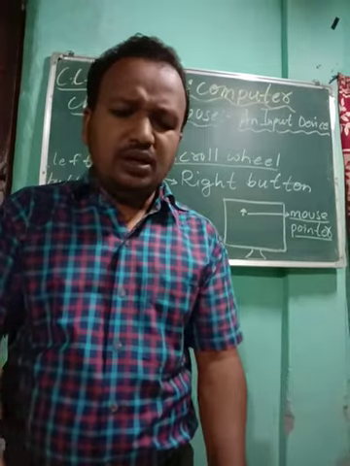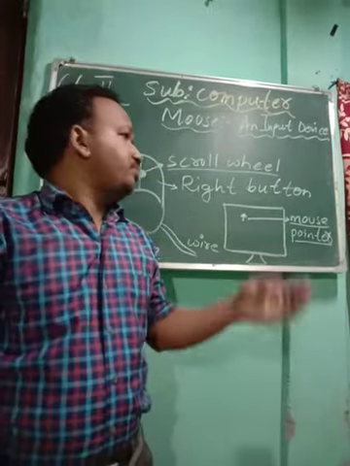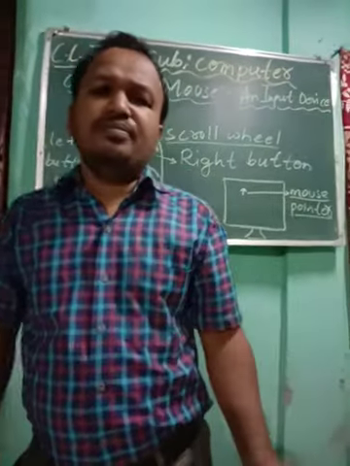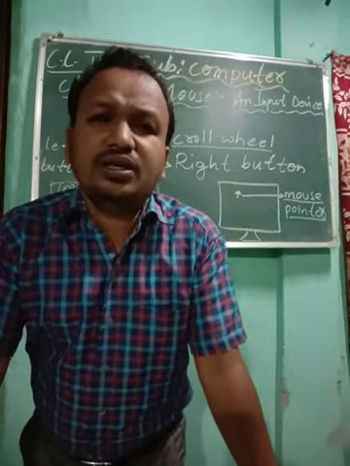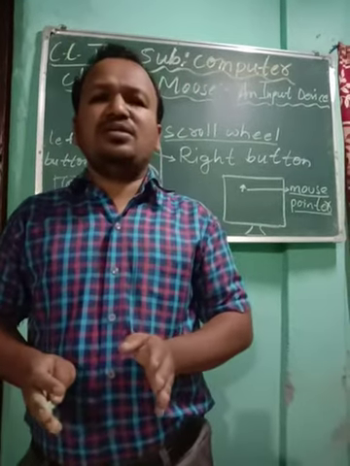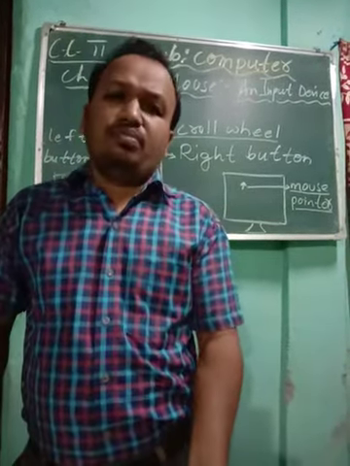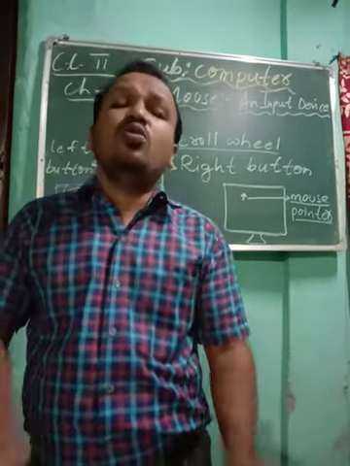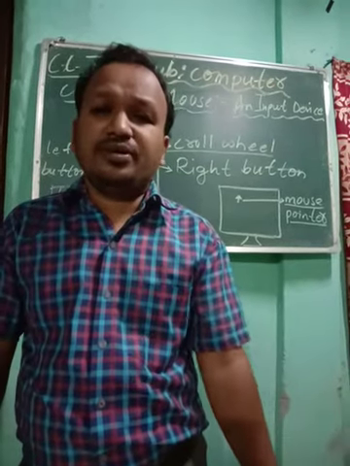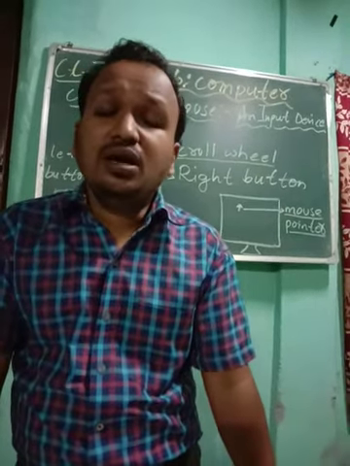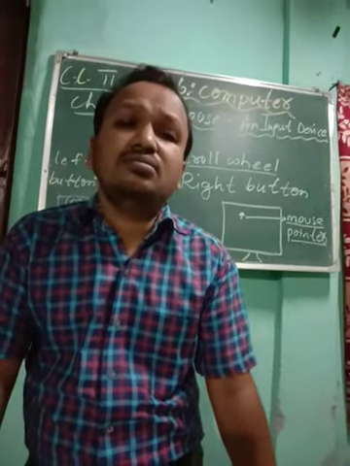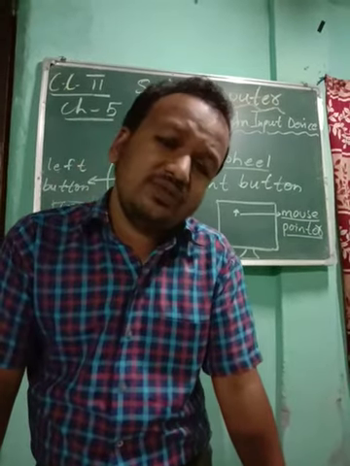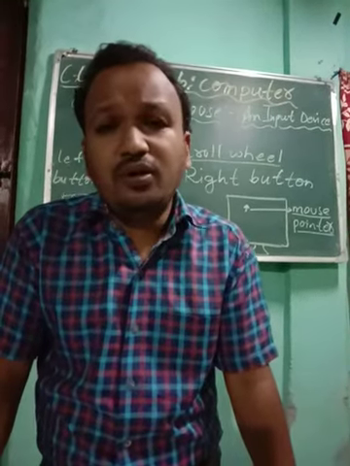Okay children, so you see this was about your mouse. We talked about the mouse and the right and left buttons, the scroll wheel, a small ball, a light. So you see, the mouse is also an important part of your computer. Without a mouse, so many activities cannot be done in your computer. Drawing, playing games. So many activities are there that we do with the help of a mouse.